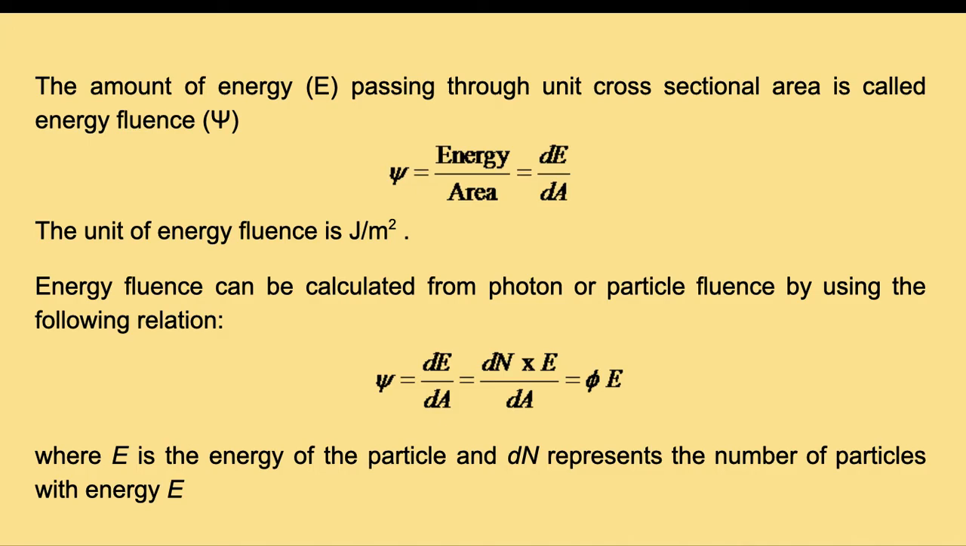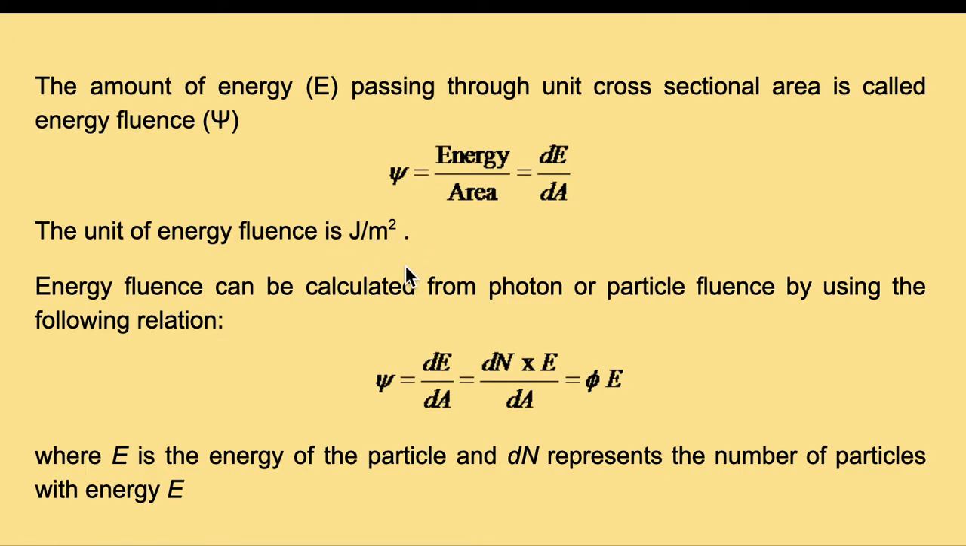The amount of energy passing through unit cross sectional area is called energy fluence. The number of particles or photons, you have called it as just fluence, and their corresponding energy you can call as the energy fluence. So it is energy by area or dE by dA. And here the unit will be joule per meter square. This is the SI unit.